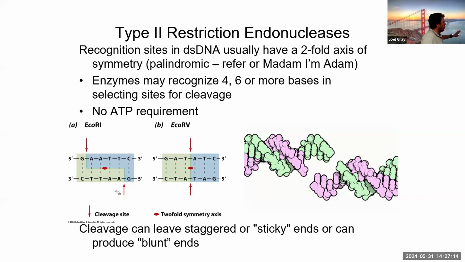Now, EcoR5 is not going to cut after a G. It instead is going to look for GAT and cut on the 3' end of that T. Does everyone follow that? Now, what type of bond is EcoR5 going to directly break? It too is going to break phosphodiester bonds.